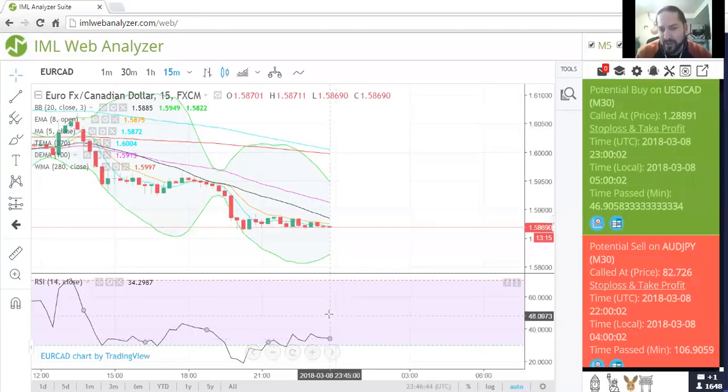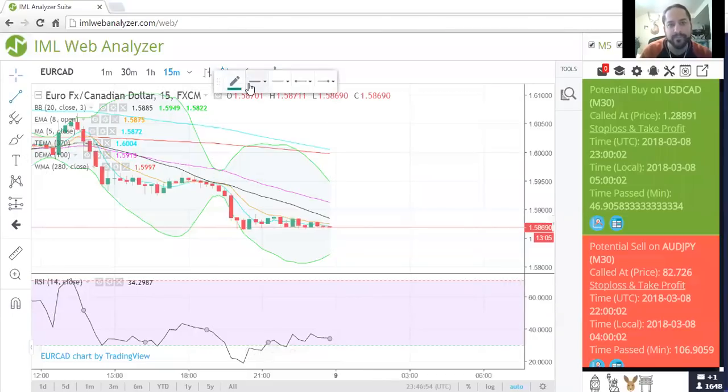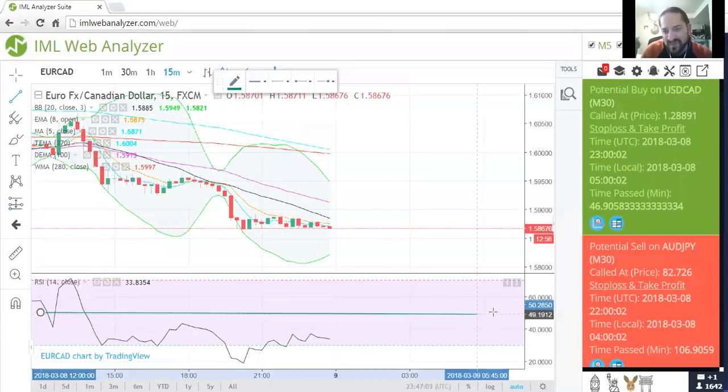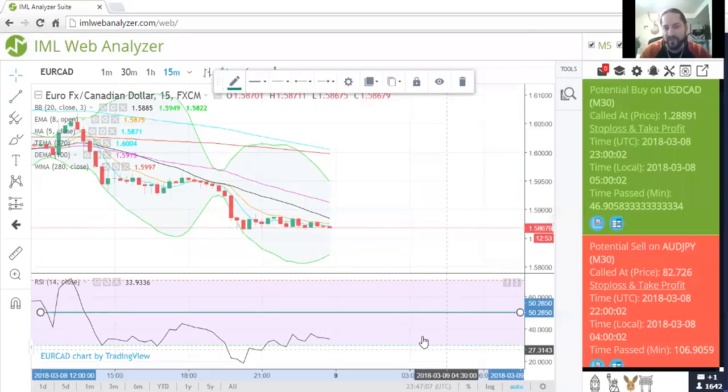Now, one of the things I also teach, this is another nugget, but I show you in that text document, this 50 level on the RSI. Let me grab a line. I'm going to draw it about the 50 right here. Go straight across. All right, so your 50 level.